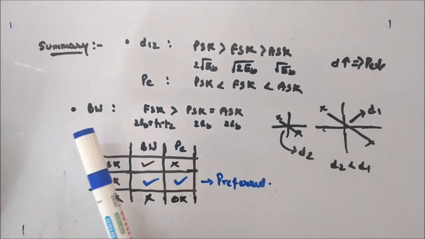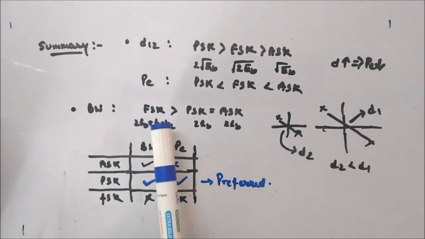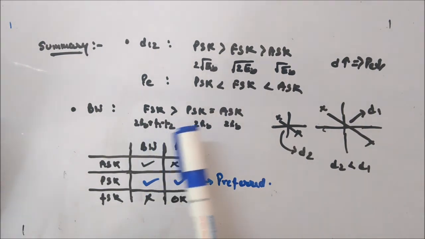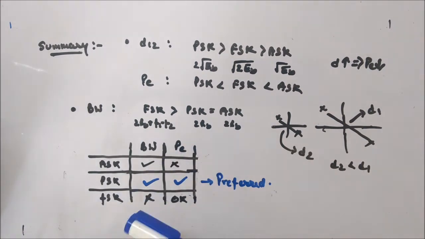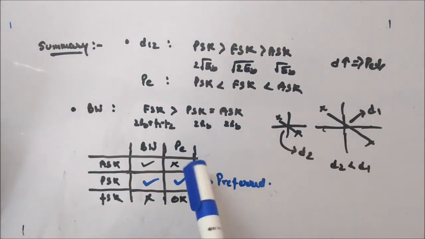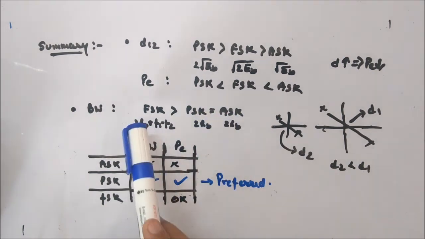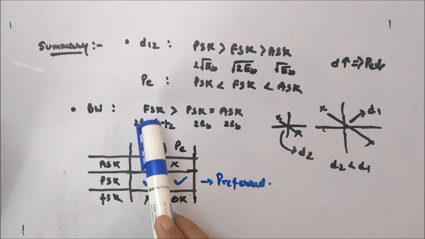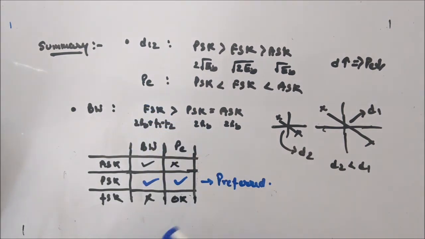Now the next thing I want to mention here is bandwidth. You saw bandwidth for FSK was 2 RB plus F1 minus F2, or 2 RB plus F2 minus F1, depending on which one is greater. And for PSK and ASK it was 2 RB. So these were equal and FSK was greater, since F1 minus F2 is a positive quantity. So I've made a table.